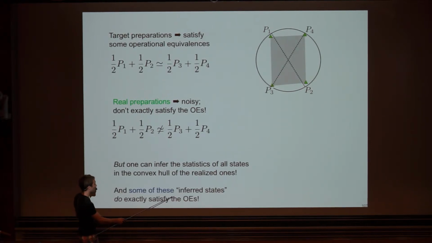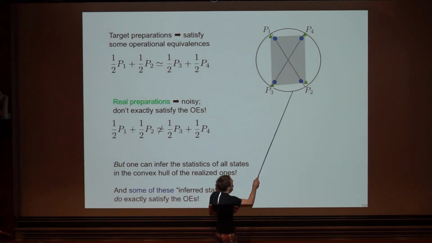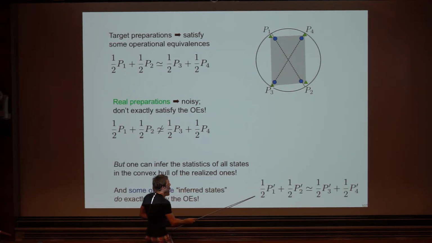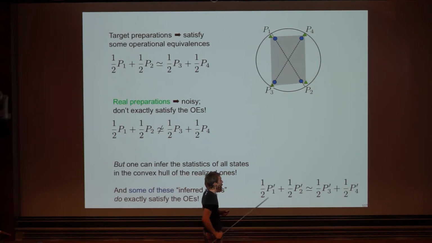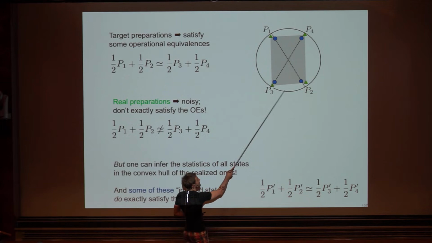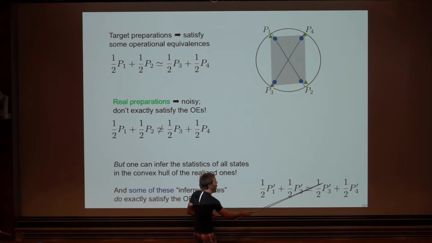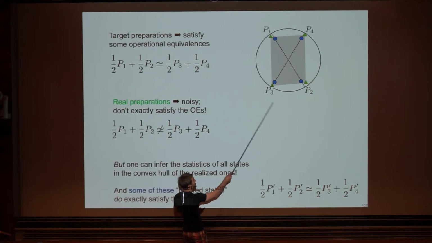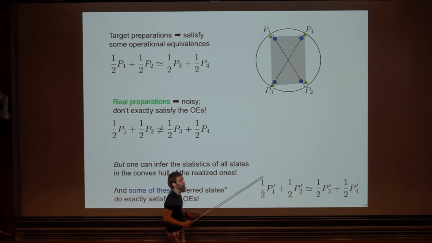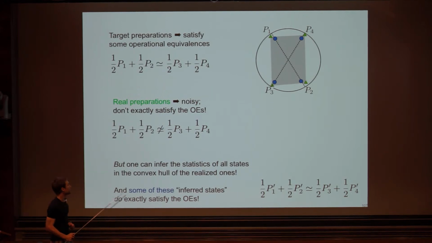And so for some of these inferred states, you can pick a set of four inferred states that do exactly satisfy this operational equivalence. So here, for example, if I just pick these blue dots kind of symmetrically far apart from each other, then if I call them P prime, they satisfy the assumed operational equivalence exactly. Now, they're not perfectly pure states and noisy states, but we never assumed that anywhere in our analysis. We just assumed that the uniform mixture of two of them was equivalent to the uniform mixture of the other two. So now we use the statistics not on the preparations we actually performed, but on these inferred states, and we can test non-contextuality for those.